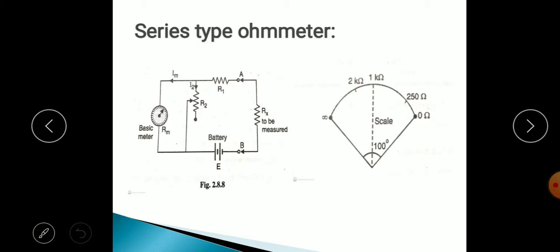Now, say when Rx is not connected and terminals A and B are shorted, in such a case maximum current flows through the meter. R2 is adjusted till full scale deflection is indicated. This position is marked as zero resistance. When terminals A and B are open, then the resistance between A and B is infinity. So here on the scale, infinity is marked.